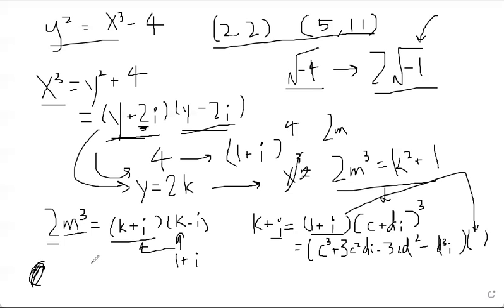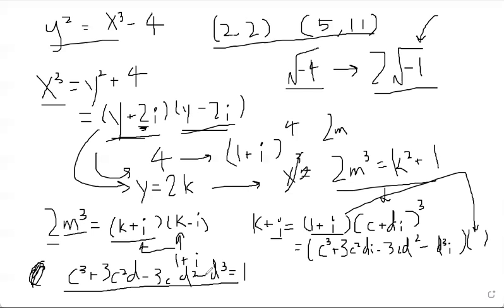So c cubed plus 3c squared d minus 3cd squared minus d cubed equals 1. But sadly, although we try to be clever, c doesn't divide all these terms, right? And d doesn't divide all these terms. So how do we proceed? Now, this is a good question, but it's not too hard to answer.